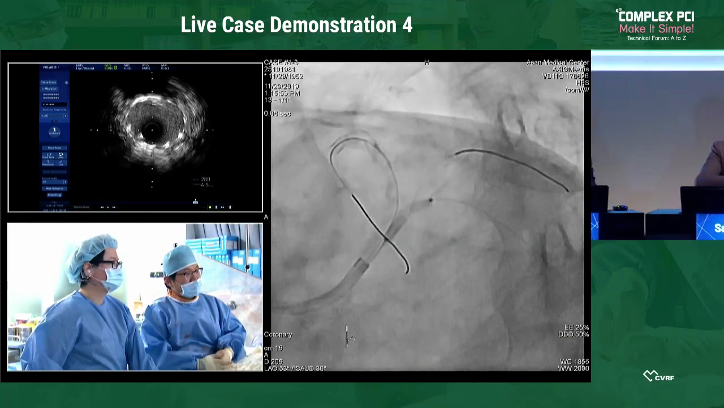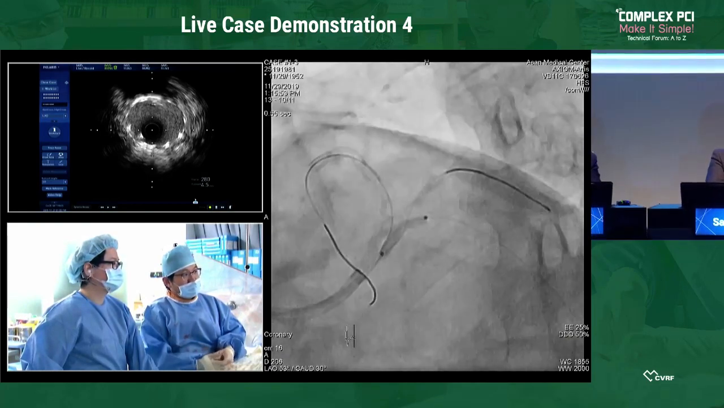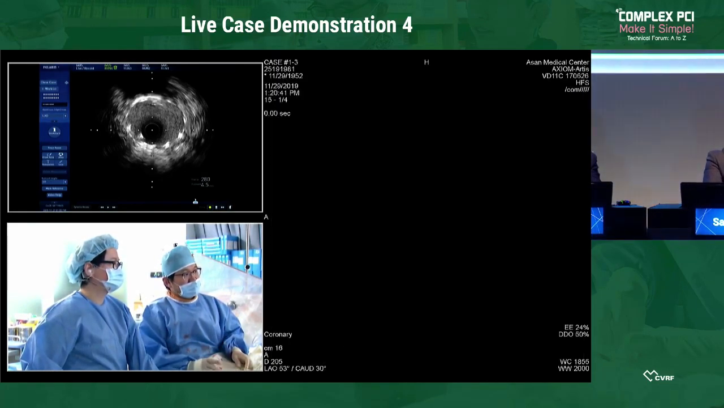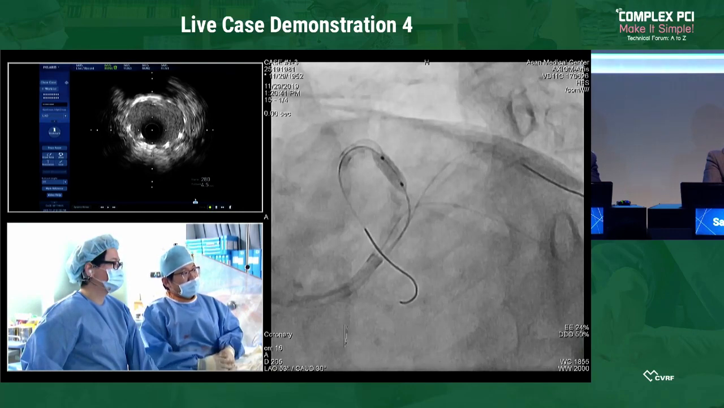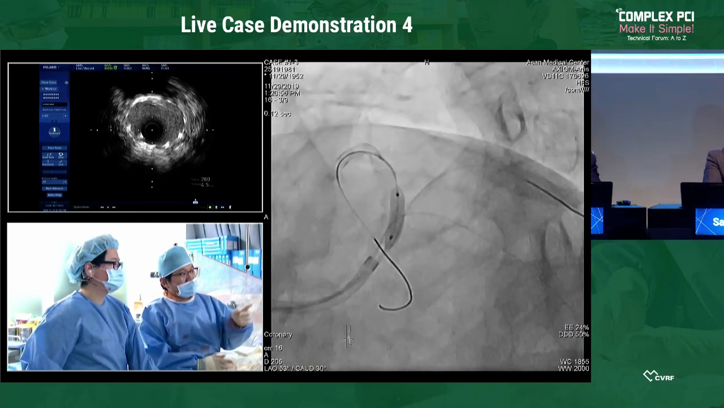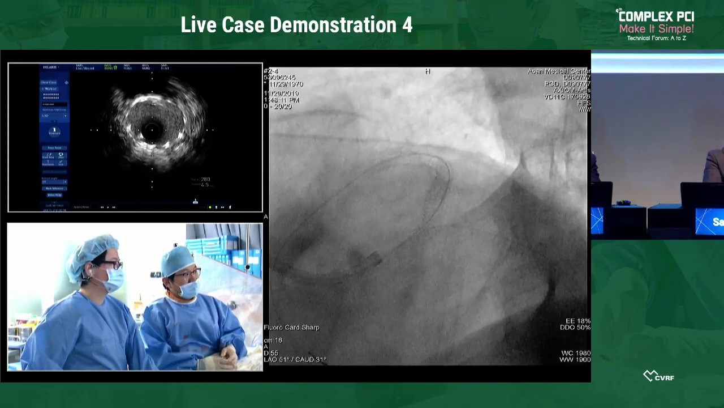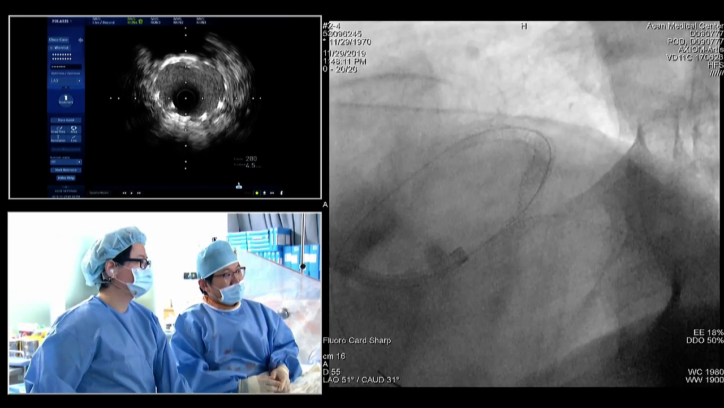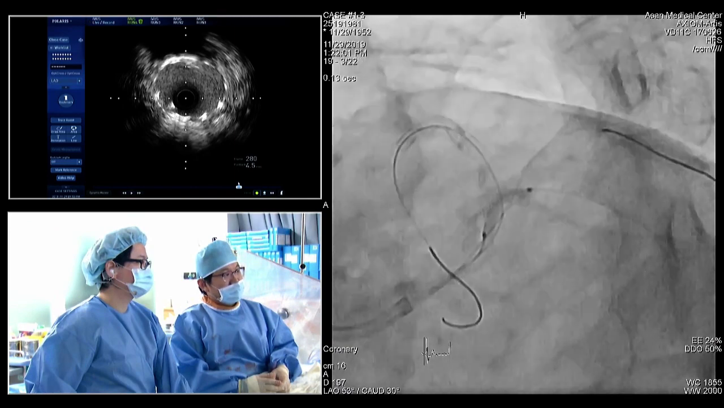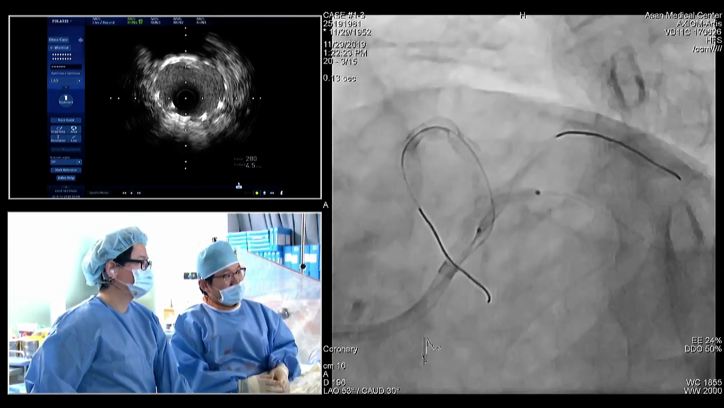Next. So this is a 2.5 high pressure balloon. Next. This is a 3.5 high pressure balloon. Can you see the very calcified LAD and left main bifurcation? Next. After LAD plaque modification, this is a 2.5 high pressure balloon.